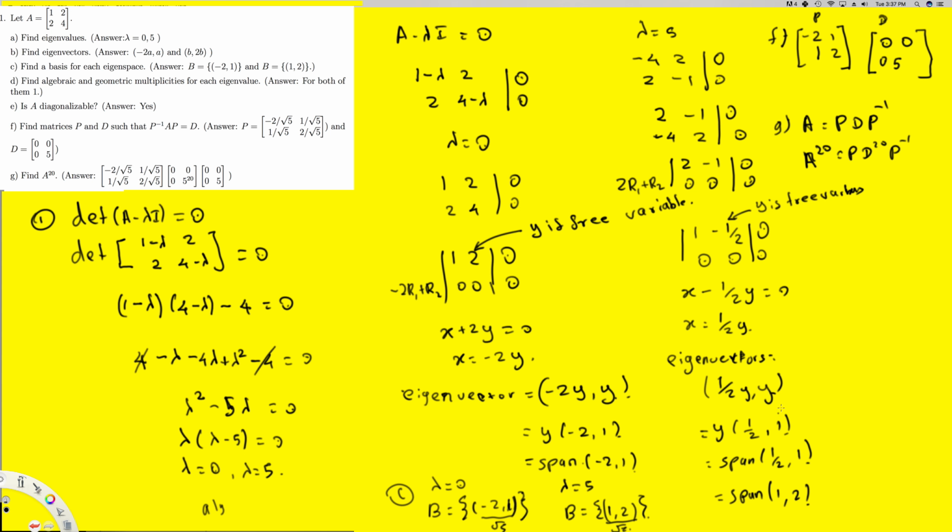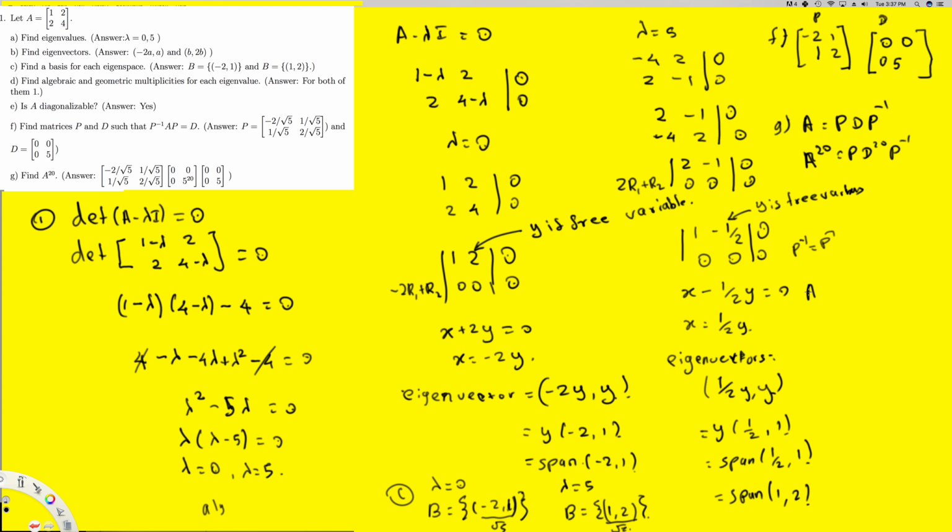If you find the orthonormal basis, according to this rule, P inverse is going to be P transpose. So if you transpose the orthonormal basis, you will get the P inverse so easily. You don't have to do Gauss-Jordan or anything to calculate P inverse. That will make everything easier, right?